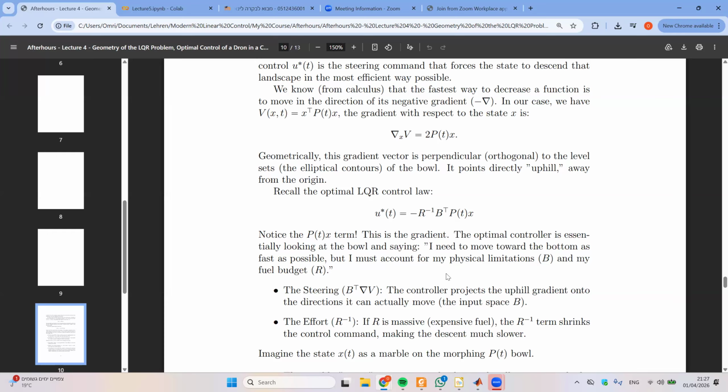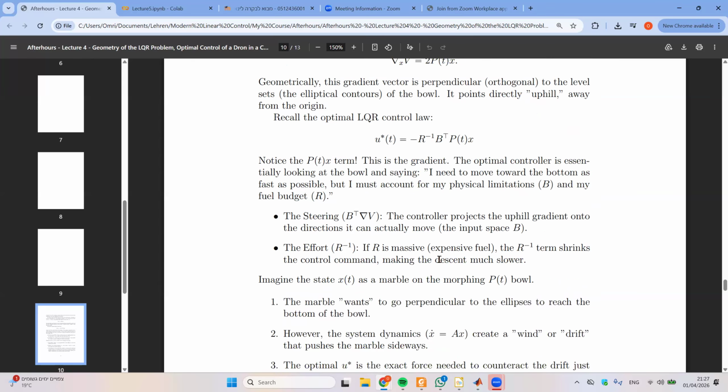So if R is very, very big, like the fuel is very, very expensive, the inverse of R shrinks the controller. That's why we have the R inverse. When the control is very, very expensive, the optimal controller will be very, very small, because it costs a lot of money to use it. That's why we have R inverse.